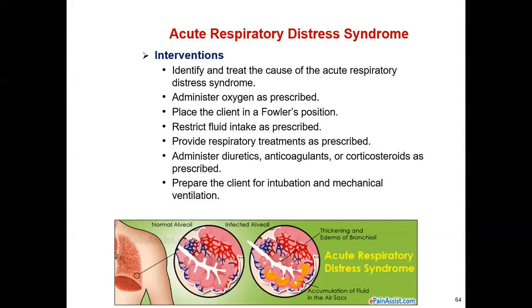This is the true picture, and we can see the lung alveoli, normal lung alveoli full of air. And these are the capillaries where blood gas exchange occurs. But unfortunately, in infected alveoli in acute respiratory distress syndrome, the alveoli are full of fluid.